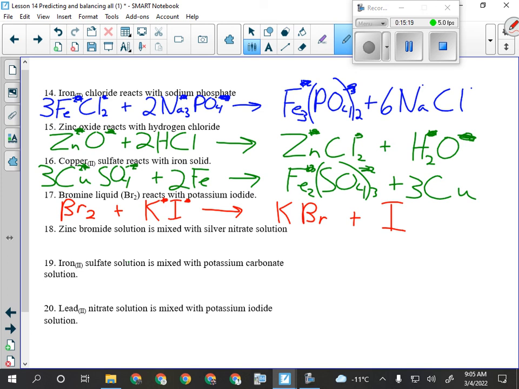Yes, iodine is one of your highlighted in yellow elements, so it's a two. If I forget that, I'm not going to balance this correctly. So now I've got to balance it. I've got to put a two there to balance my bromines. That gives me two potassiums. A two there balances the potassiums and the iodines. And now it's done.